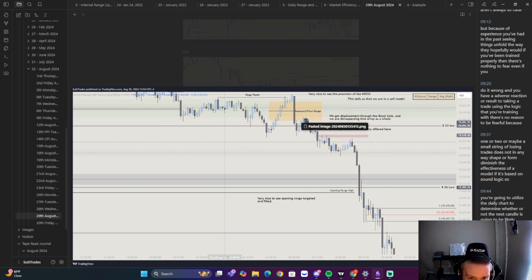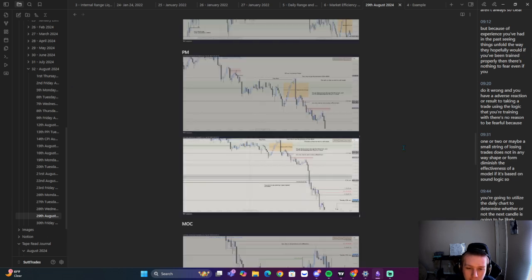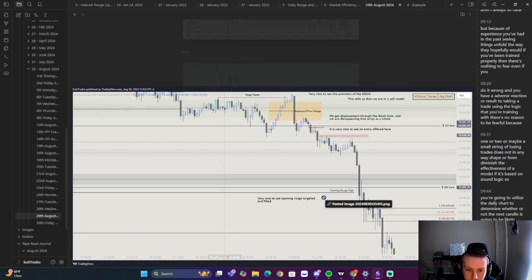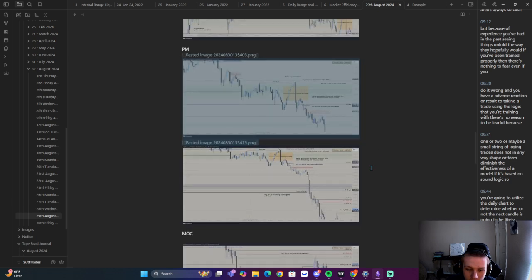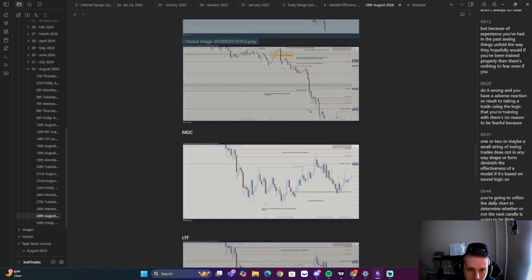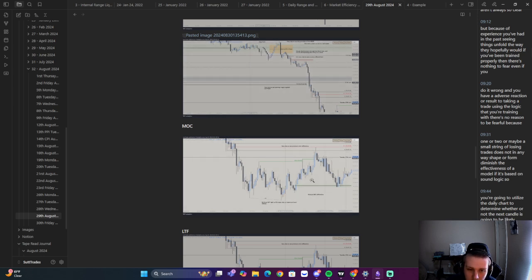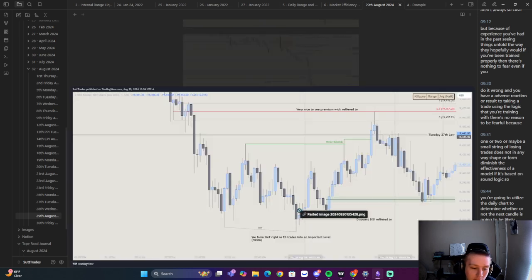Balanced price range is being respected. Okay, imbalance right there. That could even be a trade. I know we are in a discount, but not in terms of the implied dealing range. We still have this big opening range gap, opening range high right here. So we deliver that very nicely, and there's that. So that's the PM session. PM session sell off here, and then here we have market on close.